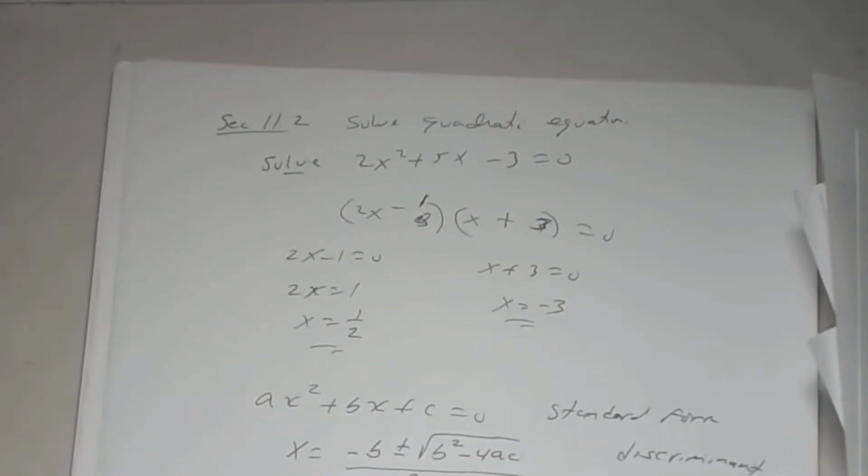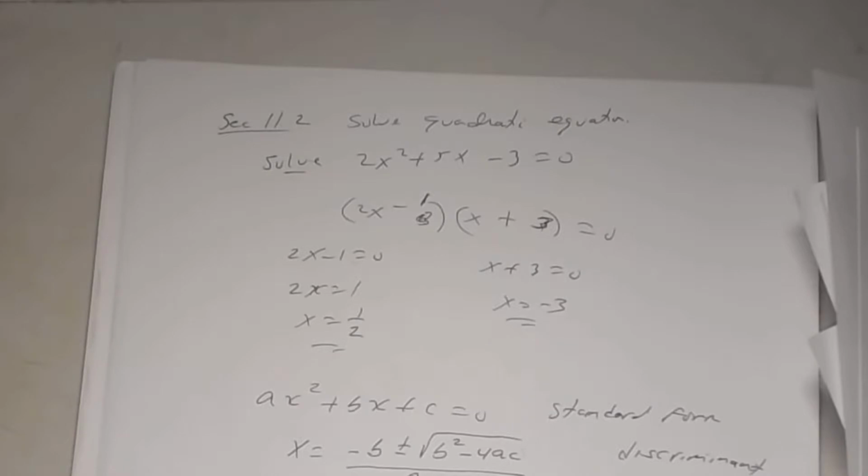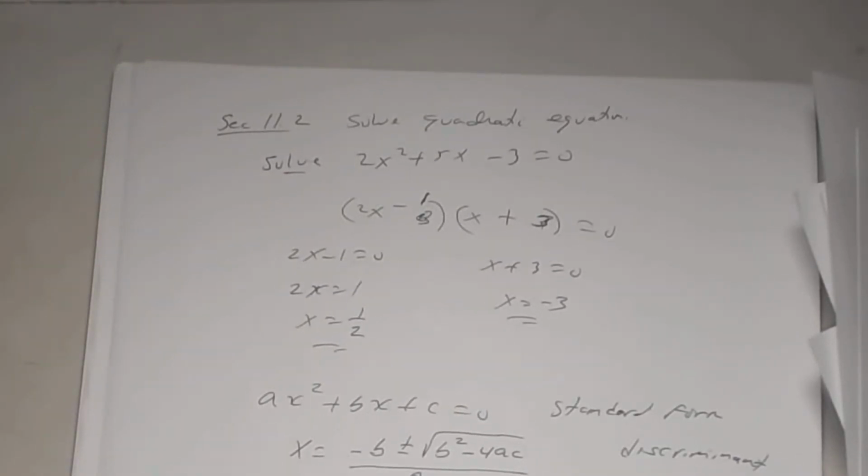So here we go. x equals, now listen to my words, the opposite of b. So if b is 5, this is -5, plus or minus the square root of b. Always put b in parentheses, because sometimes b is negative. If you don't put b in parentheses, your calculator is going to give you a wrong answer. So b is 5, and it's squared, so it's positive 5 squared.